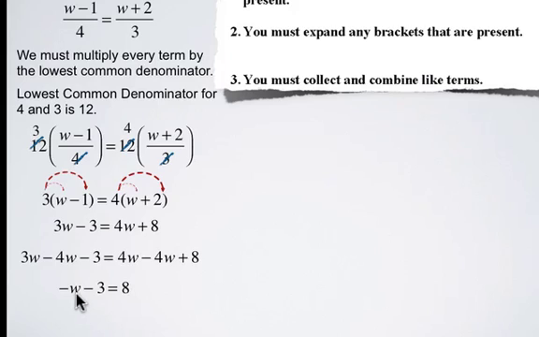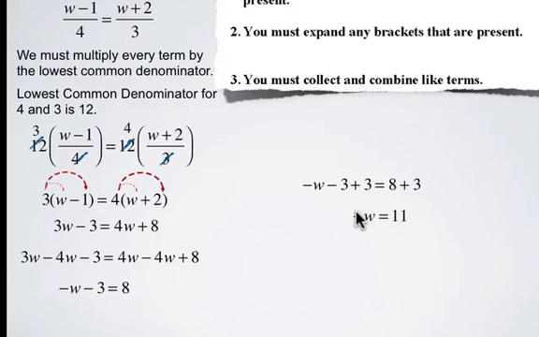And next what we're going to do is add 3 to both sides to get rid of the minus 3, and the left hand side will then simplify. Negative 3 plus 3 is 0, and so all we have left is the negative w, and on the right hand side 8 plus 3 is 11.